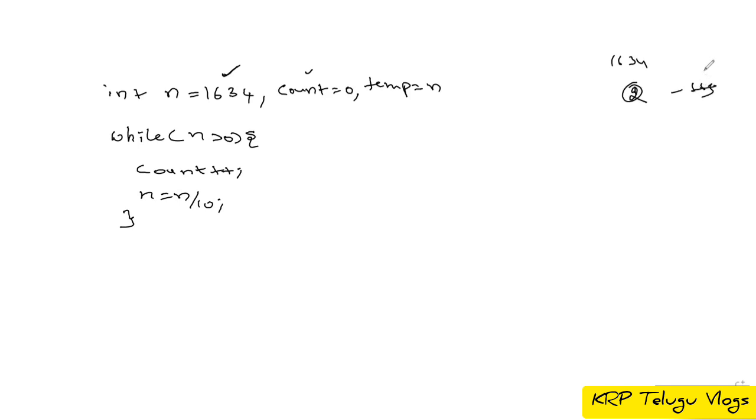So now what will n become? 16. 16 is greater than 0. Count will become 3. So now this is 1. 1 is greater than 0. Count will become 4. So now it will become 0. 0 greater than 0 is false. It will break the loop. We got the total digits count. Is it clear? Yes, sir.